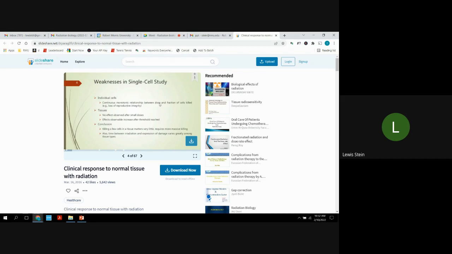So the relationship has to do with how many cells are affected. Some tissues show no effect after small doses, but there's typically, as there is in a lot of things biologically, a threshold level. A few cells and a big amount of tissue are not going to create significant damage, and of course the time becomes a factor as well.